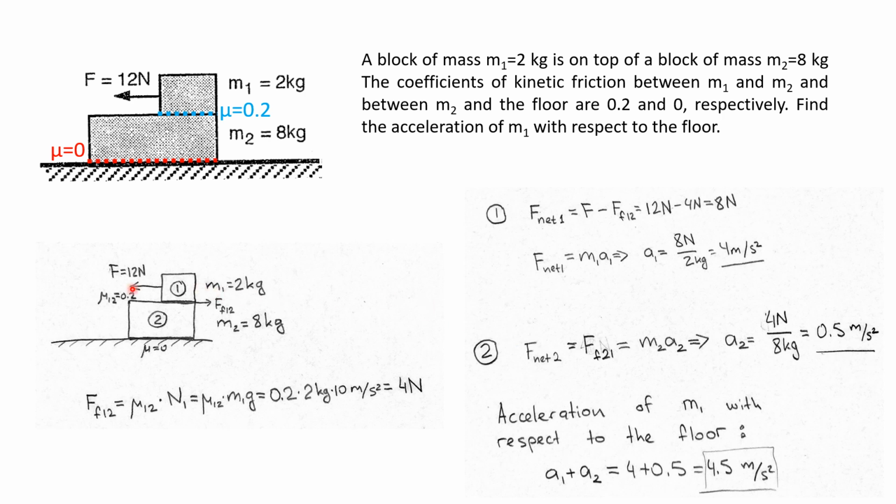Well, if this block is accelerating with an acceleration of 4 meters per second squared to the left, and this block is accelerating with an acceleration of 0.5 meters per second squared to the left, then the acceleration of m1 with respect to the floor is just going to be the sum of these accelerations, which is 4 plus 0.5, and it comes out to be 4.5 meters per second squared. And that's the answer. Thank you.